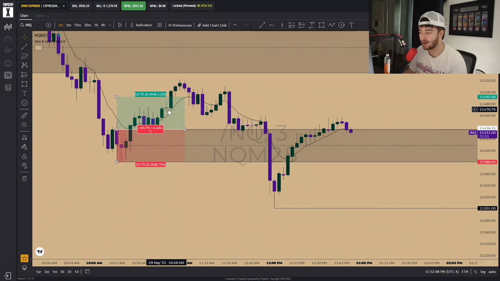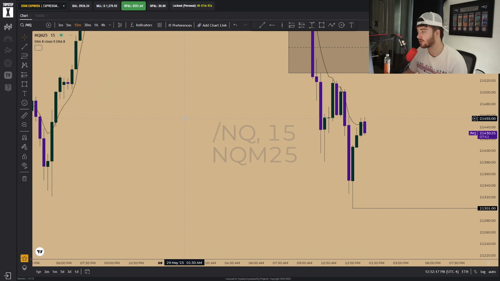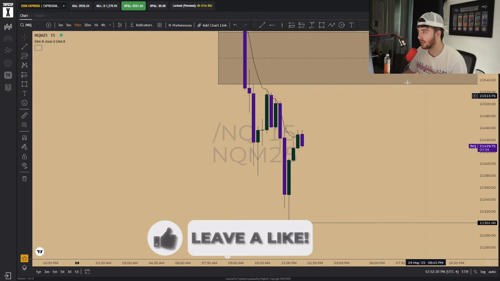Holy stutter. So as you can see, we shot above. So then I would mark this zone invalid, because we're not retesting it at all. We're not respecting the zone. So there's no reason to do that.